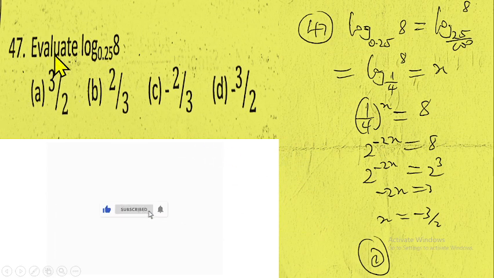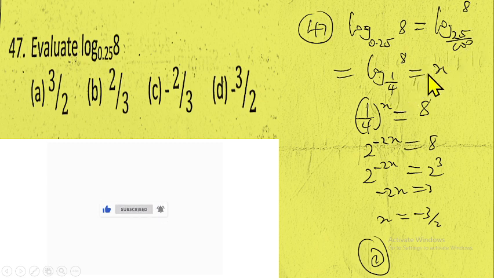Question number 47, you have to evaluate log 8 base 0.25. That means how many times can you raise 0.25 to give us 8? That's the meaning of this question, or that's the meaning of this log. There are ways in which you can do this. It's very simple. You can convert the base to a fraction that gives us 25 over 100. Then 25 can go into 100. That would be 1 over 4.